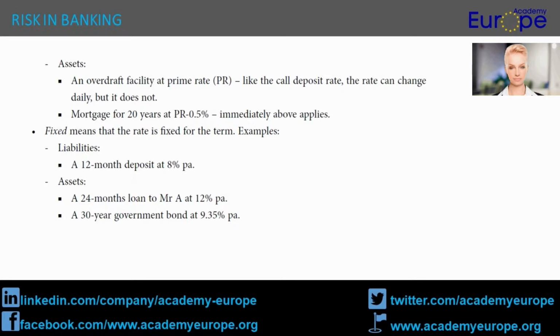Fixed means that the rate is fixed for the term. Examples. Liabilities. A 12-month deposit at 8% per annum. Assets. A 24-month loan to MRA at 12% per annum. A 30-year government bond at 9.35% per annum.